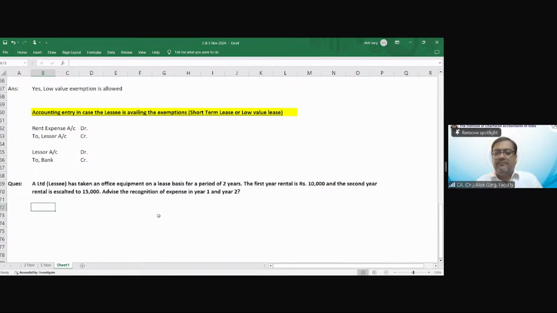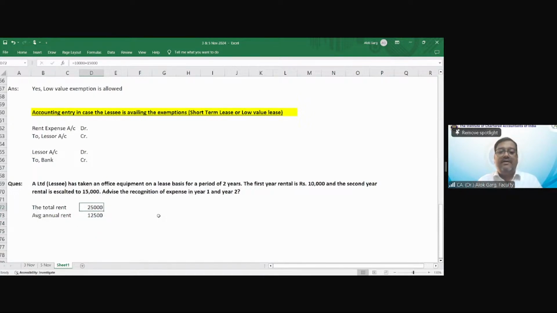25,000. The total rent is how much? 10,000 plus 15,000. Okay. What is your average annual rent? 12,500. Divide by 2, 12,500.